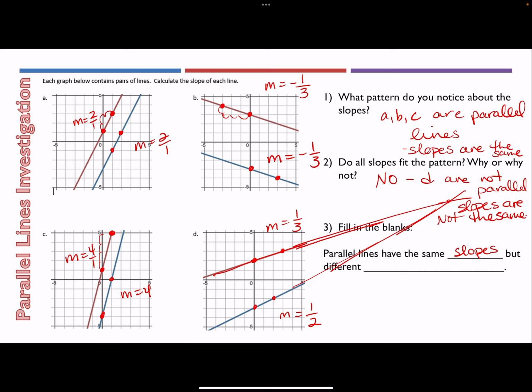So let me go back for a second. Look at like letter A. Here's the y-intercept of the red line. Here's the y-intercept of the blue line. Different y-intercepts. If they had the same slope and the same y-intercepts, they would actually be the same line, right? So parallel lines are going to have the same slopes, but they're going to have different y-intercepts.